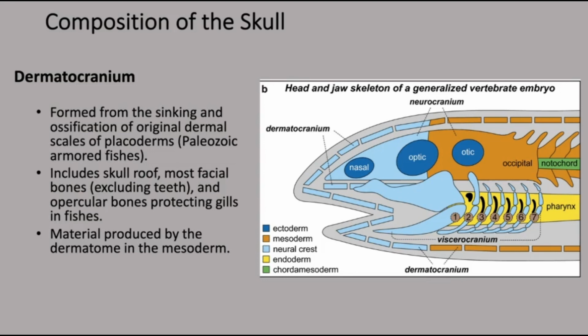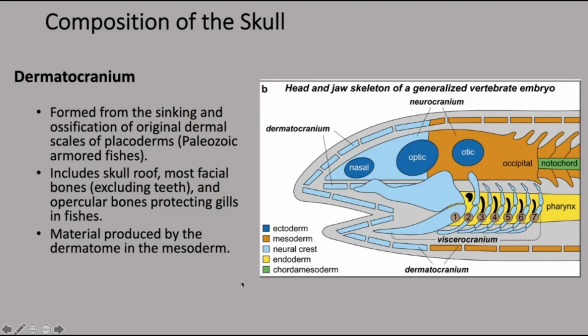Okay, the scales became harder, and then when these scales became harder, they formed this dermatocranium structure that we're talking about here. So the dermatocranium covers the skull roof. Okay, most of the facial bones, as we can see at the front, but not the teeth, and the opercular bones that protect the gills in fishes. The opercular bones are structures which are found inside of the gills, right? Which are going to help the fish basically take in water or expel out water. But we're going to talk about the opercular bones in the next syllabus points, not this one.